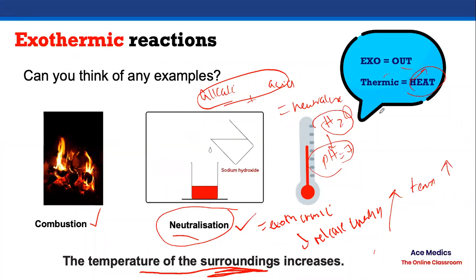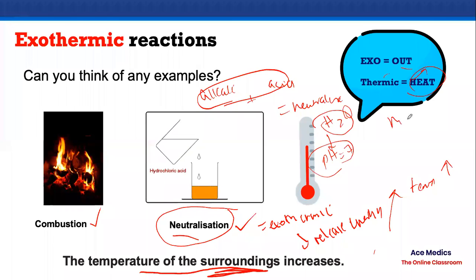So in exothermic reactions, two examples of exothermic reactions are combustion, when you're burning something in oxygen, so that's what combustion is, and neutralization. And remember, in exothermic reactions, you're making more new bonds than you're breaking, and that is releasing energy, and therefore the temperature of the surroundings will increase.